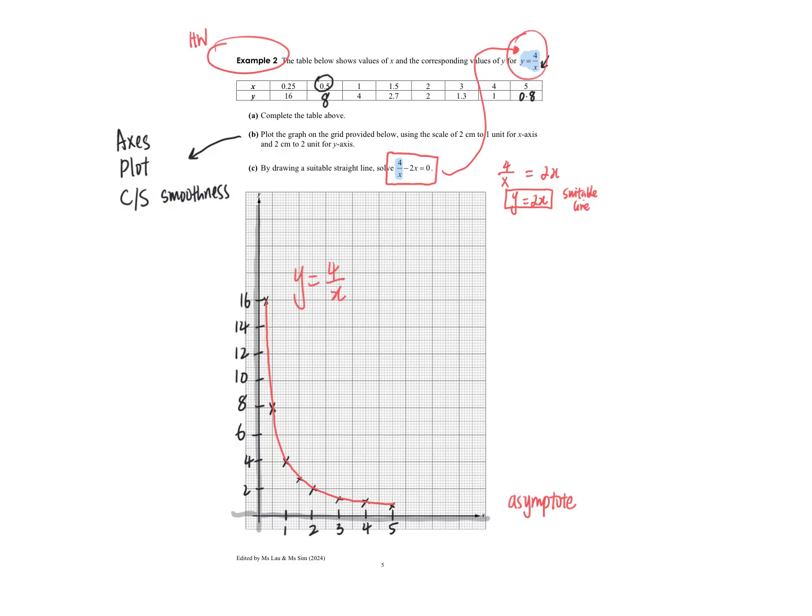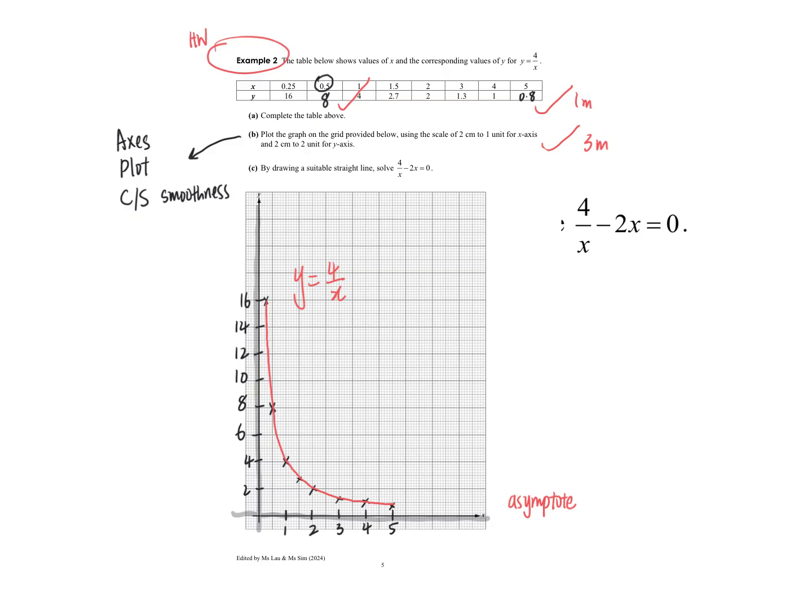So once you plot, that's 3 marks. 1 mark for getting these two right. And then another 3 marks here. So that's 4 marks already. Next, they say, can you draw a suitable line so that you can solve this? Yesterday we spoke about that, but let me redo this part. This is the question that they want you to solve.